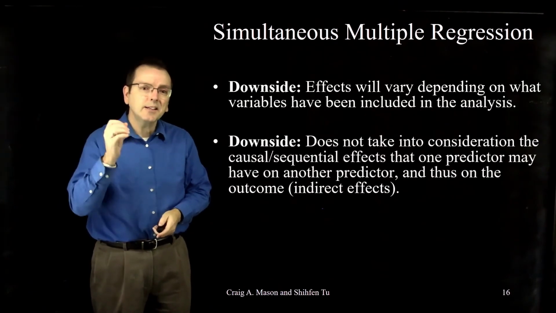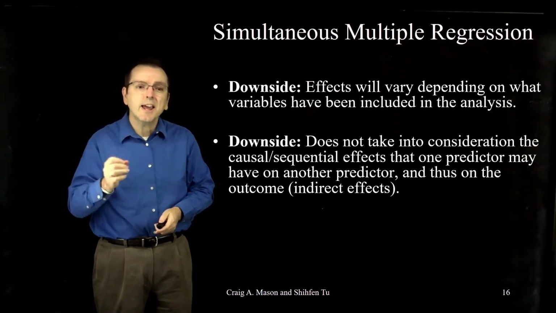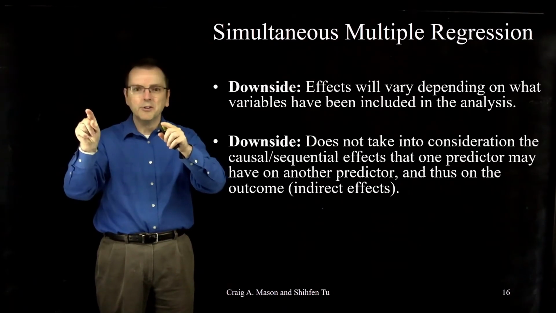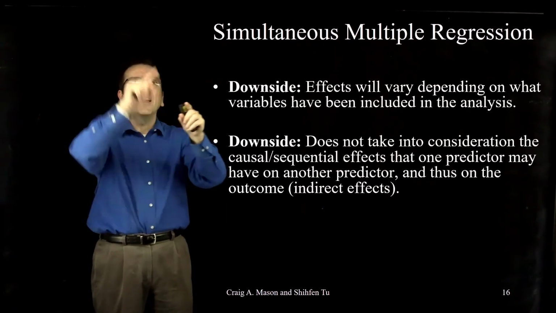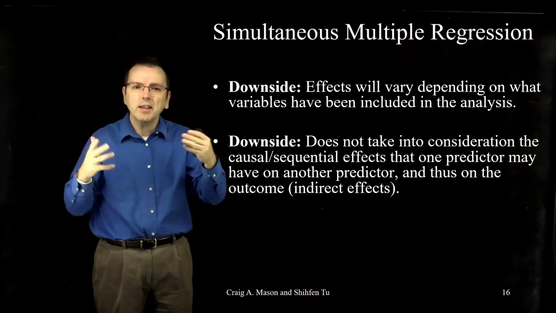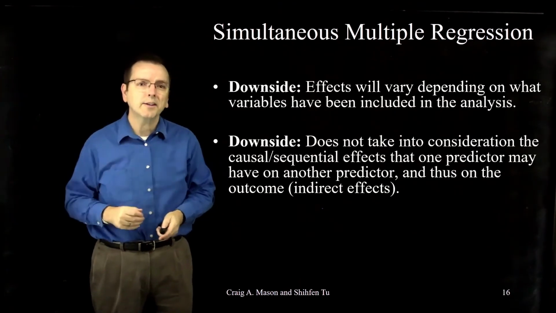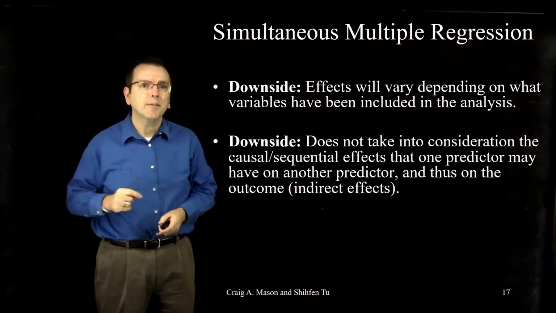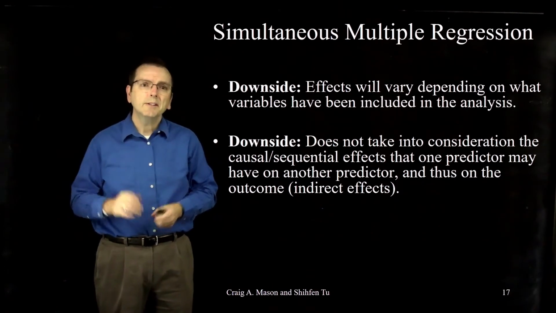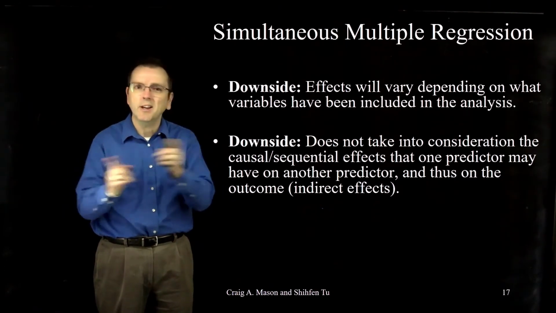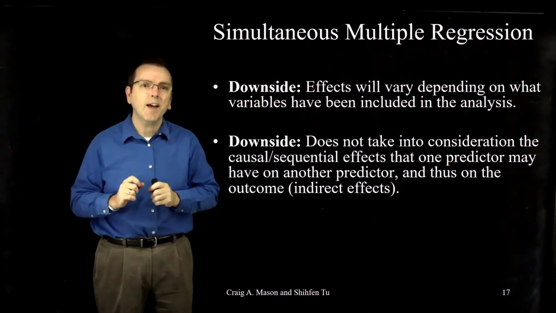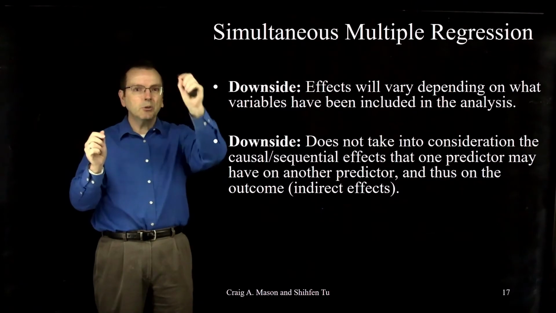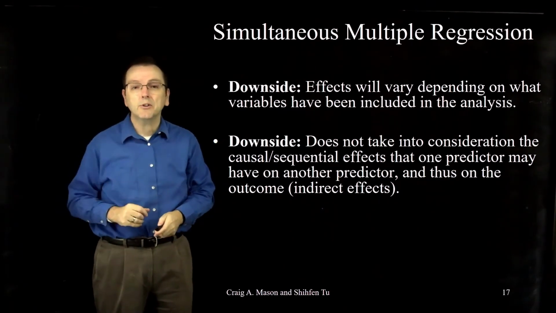And simultaneous multiple regression does not take into consideration the causal sequential effects that one predictor may have on another predictor and thus on the outcome. Things we'll talk about shortly as indirect effects. Now, this can be a biggie. Again, as we'll see shortly, simultaneous multiple regression does not consider indirect effects. It doesn't take into consideration the possible causal relationship among the predictors in your model.